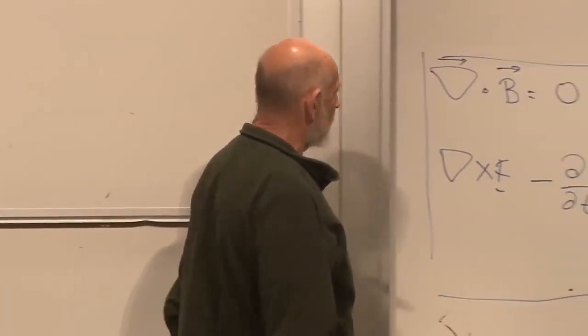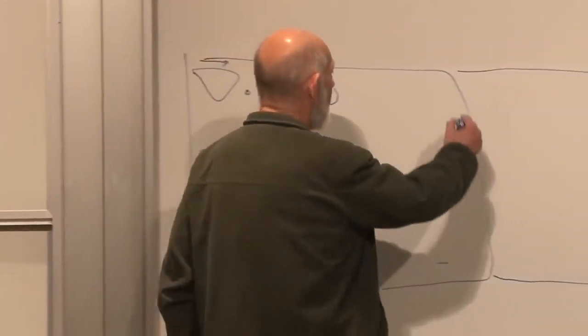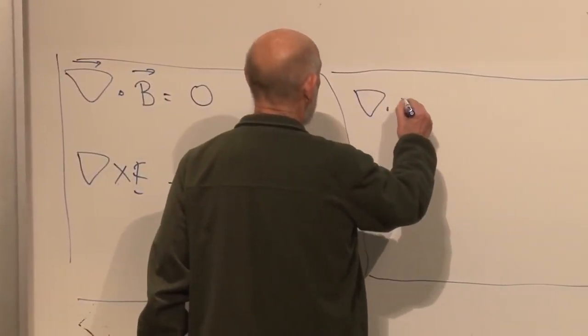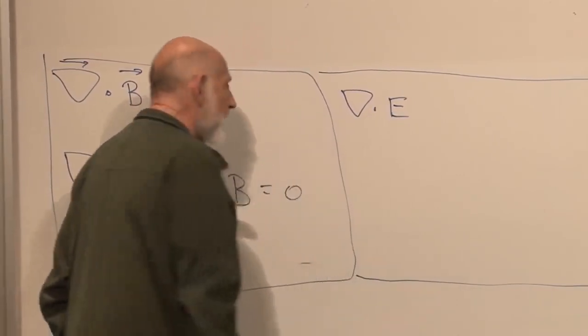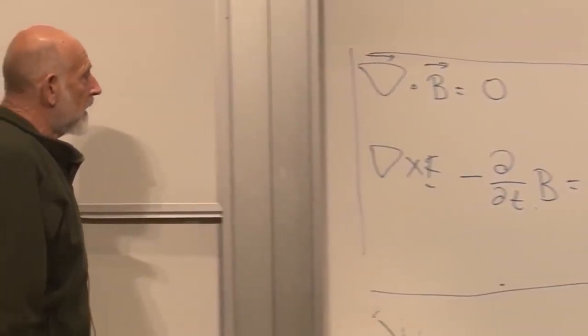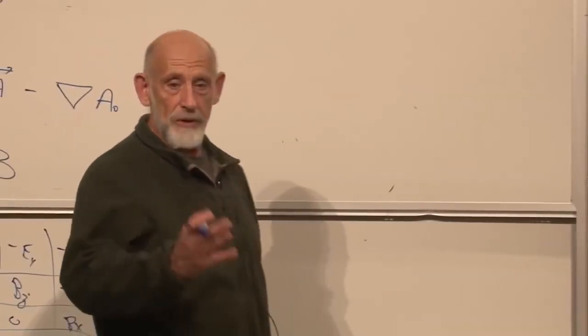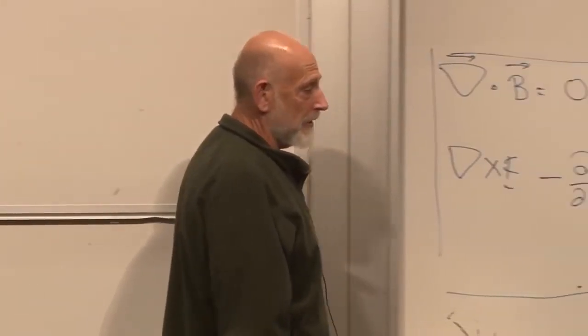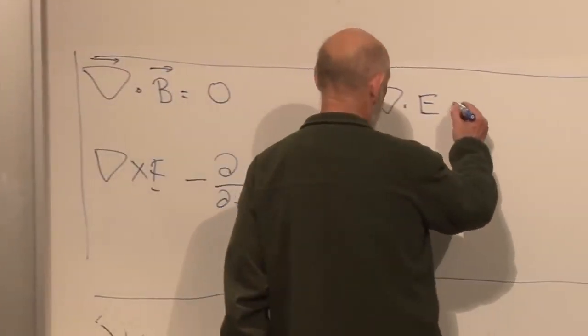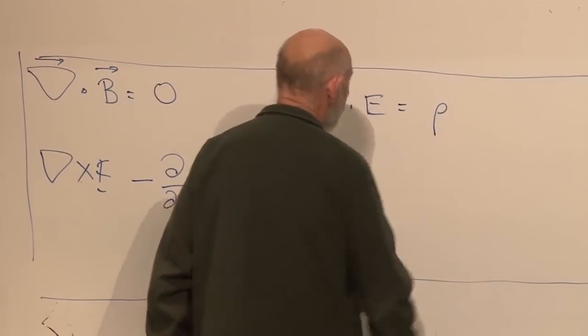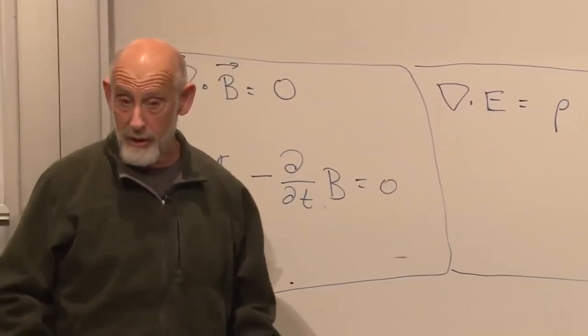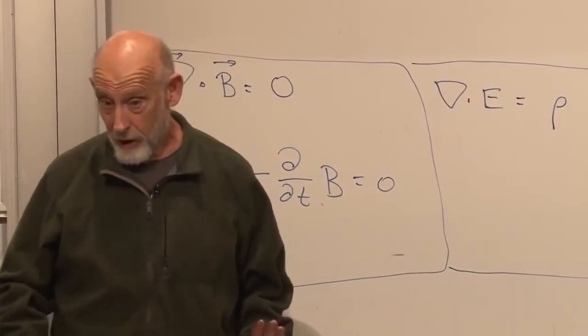So let's write down the other two equations. One of them involves the divergence of the electric field. All right, so we know what the divergence of the electric field is. It's called the charge density. We're going to spend some time in a few minutes talking about what charge density and current are.